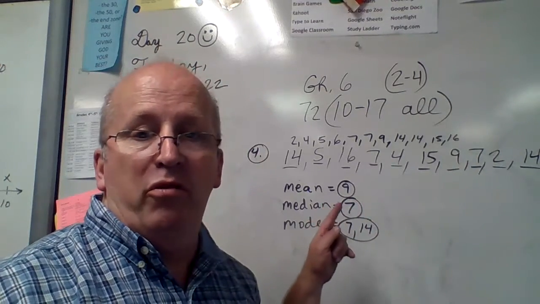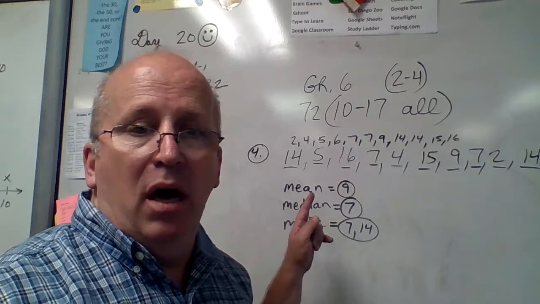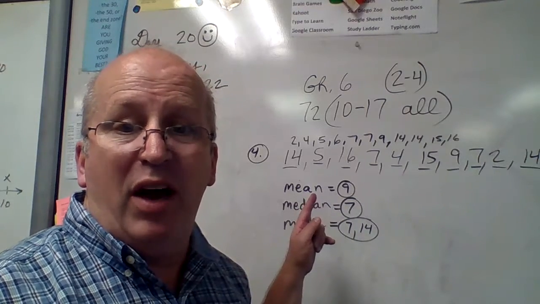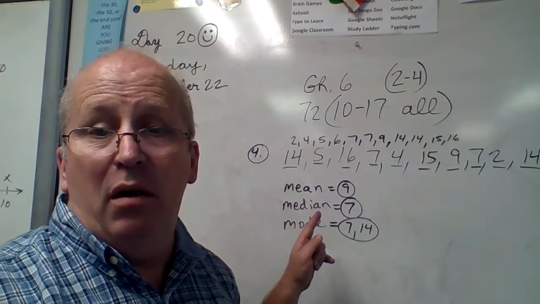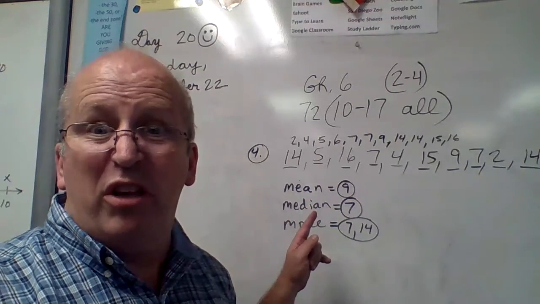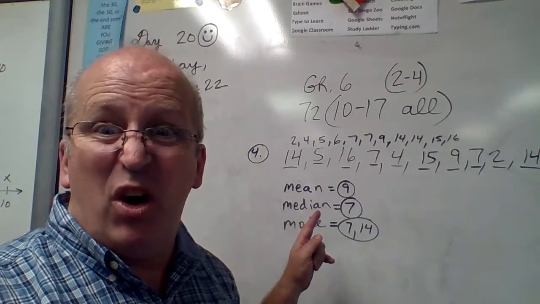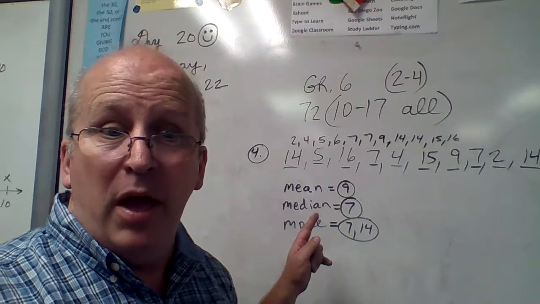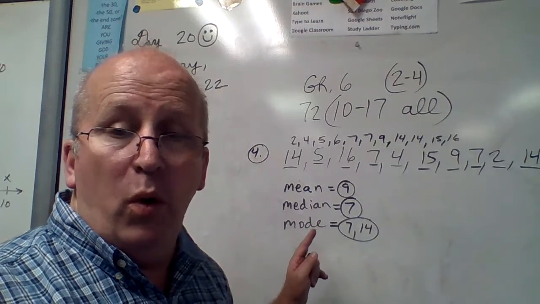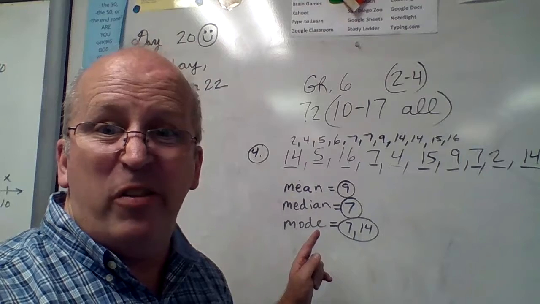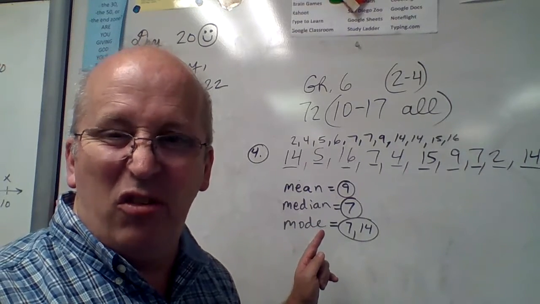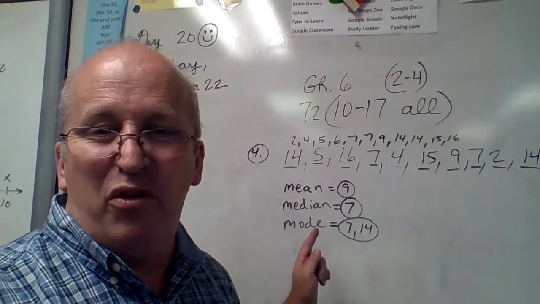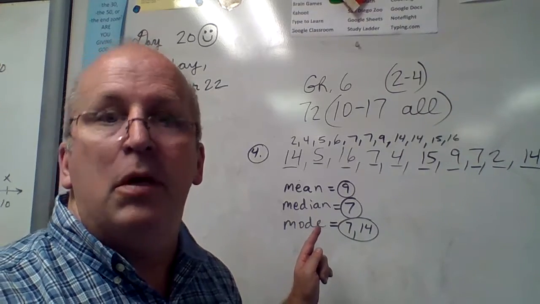So let's review. Mean, I added up all the numbers, and then I divided by 11 because there were 11 numbers. Median, I put the numbers in order from smallest to largest, and then I figured out what the middle one was. And mode, which number appears most often in the set of data. I always like doing the mode first because it's the easiest. So I'll probably do the mode first in all the rest of these problems. Let's move on.